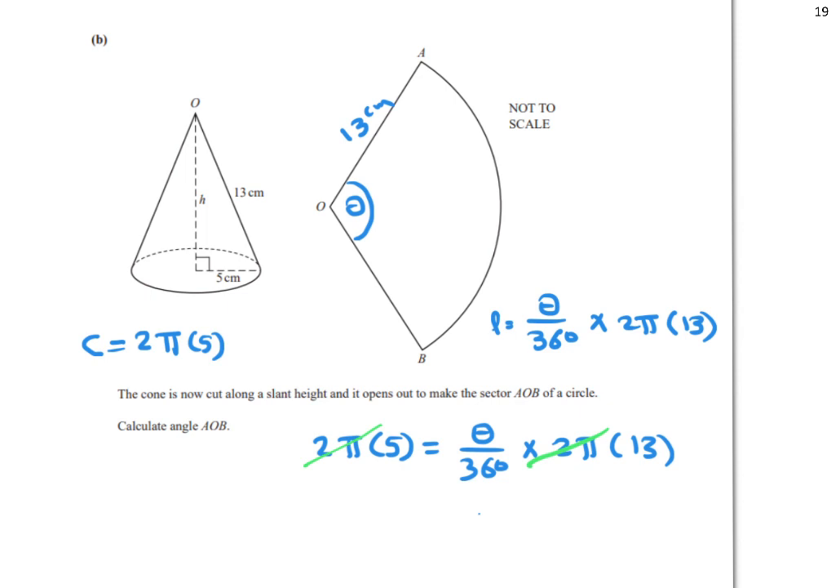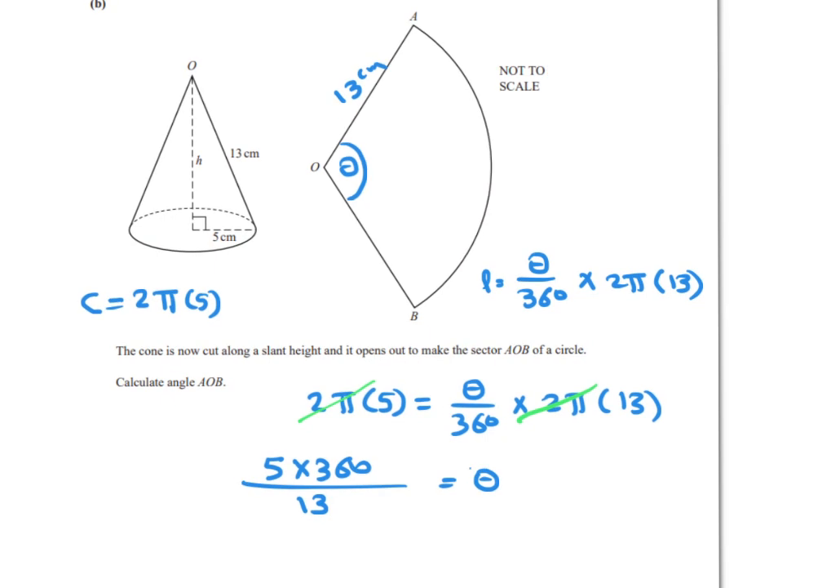Now make θ the subject. So θ equals 5 multiplied by 360, because 360 transposes to the other side by multiplying, and 13 goes to divide. Then you can find θ: 138.46, so 138.5 to the nearest 1 decimal.